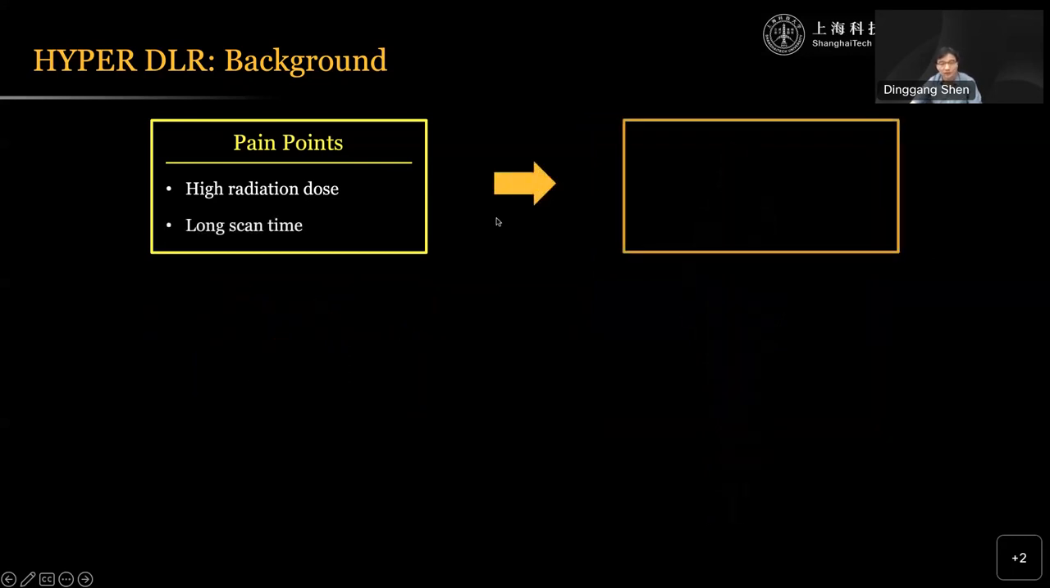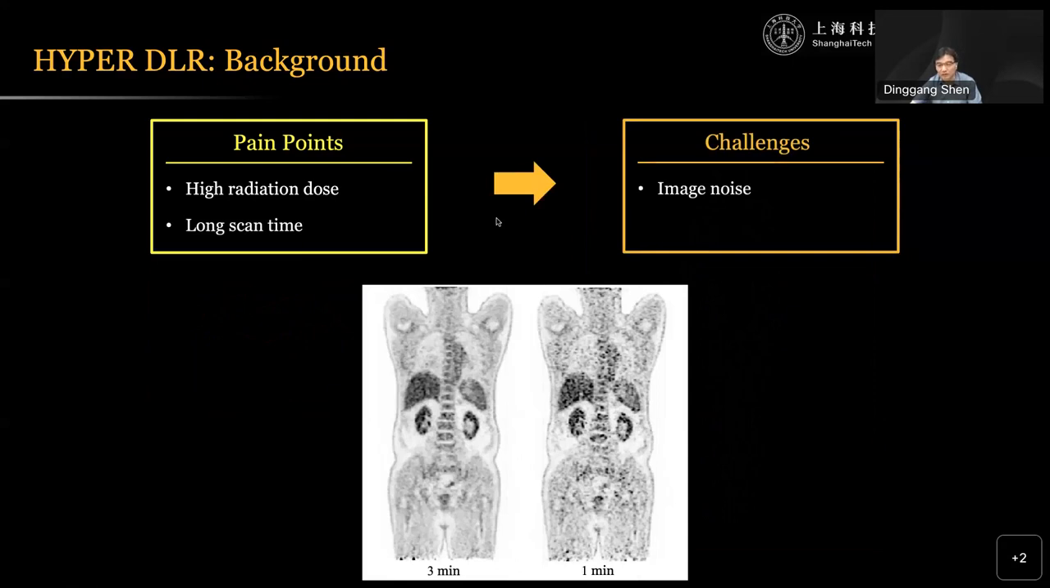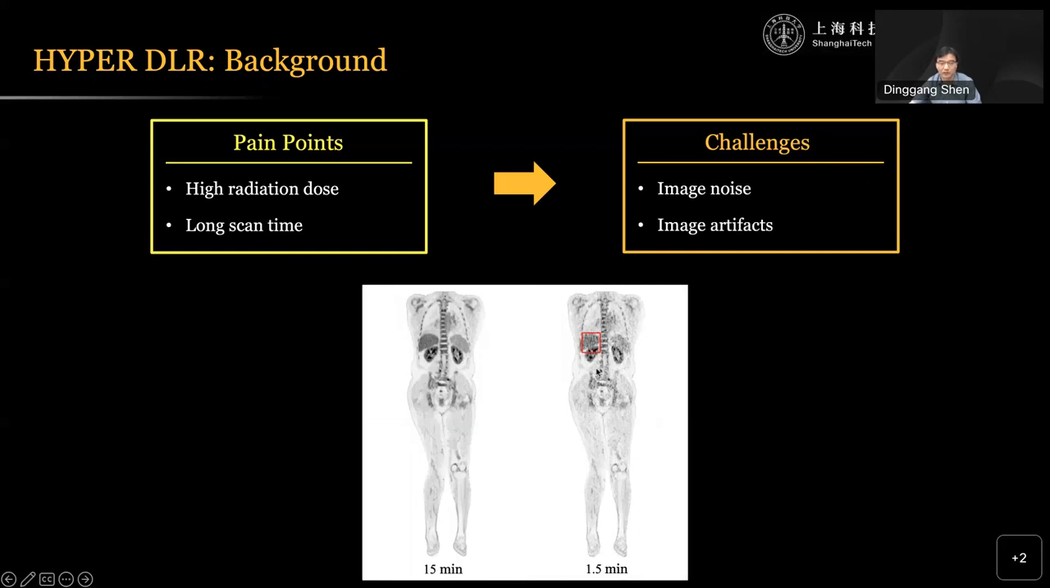PET images are very useful, particularly for Alzheimer's disease detection and also for cancer detection. But using PET images, we usually have a high radiation dose, and sometimes the scanning time is also long. So we want, for example, to reduce the scanning time from 3 minutes to 1 minute, but in this way we can see a lot of artifacts. Also, if we speed up 10 times, from 15 minutes to 1.5 minutes for the whole body image, we start to see some artifacts in the reconstructed PET images.